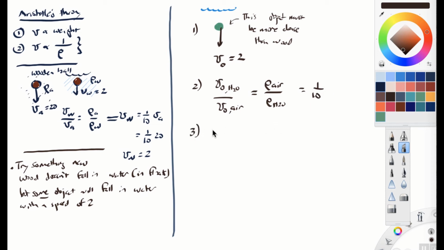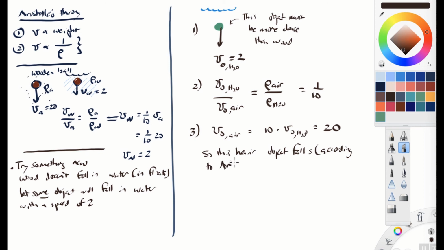And so what does all this imply? Well, the velocity of the object in air should be equal to 10 times the velocity of the object in water, right? Or in other words, it should fall with a speed of 20 in air. So this heavier object falls, according to Aristotle's theory, with a speed of 20 in air. If it had fallen with the speed of 2 in water, then it would fall with the speed of 20 in air.